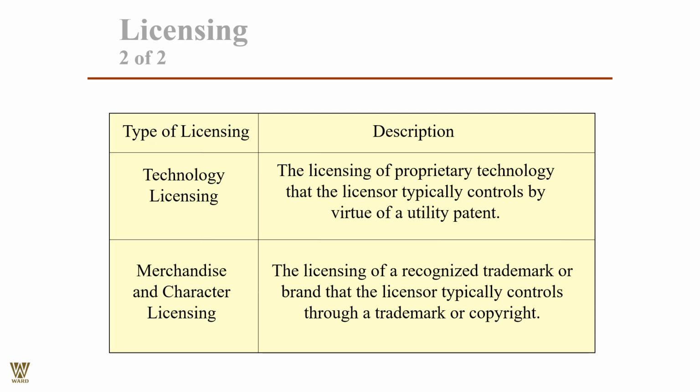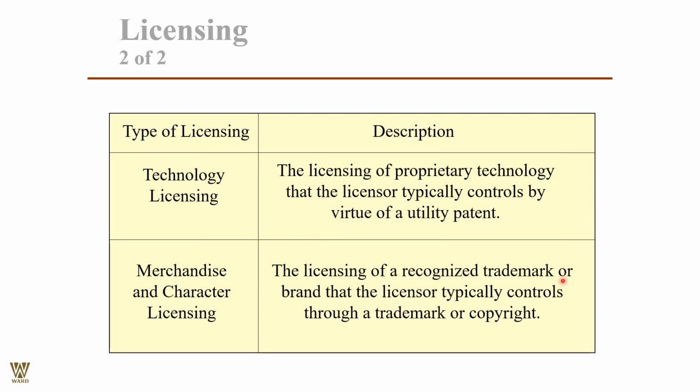So, what are the various types? There are two types basically right now. They are technological licensing and merchandise and character licensing. Technological licensing is the proprietary technology that the licensor typically controls by virtue of a utility patent. So if you have patented it, nobody can utilize it, but you may allow it to be used by your partners, for which your partner is always indebted and would be paying.